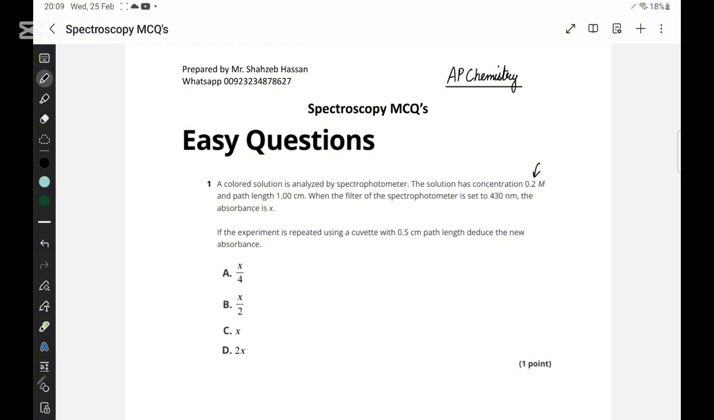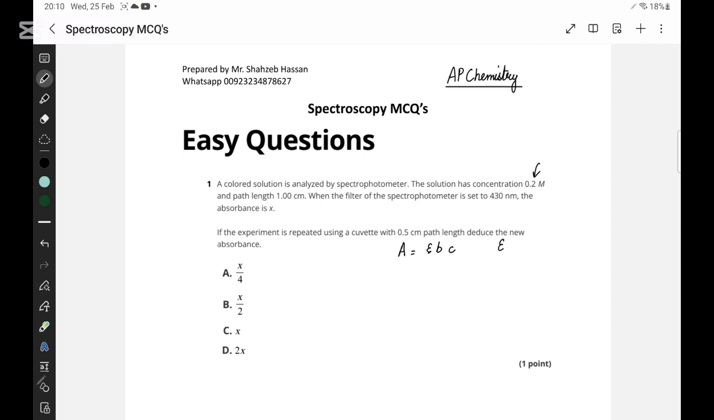When the filter of the spectrophotometer is set to 430 nanometers, the absorbance is X. If the experiment is repeated using a cuvette with a 0.5 centimeter path length, determine the new absorbance. The formula for absorbance is A equals molar absorptivity, E, then B, which is path length, and C, that is concentration in mole per liter.